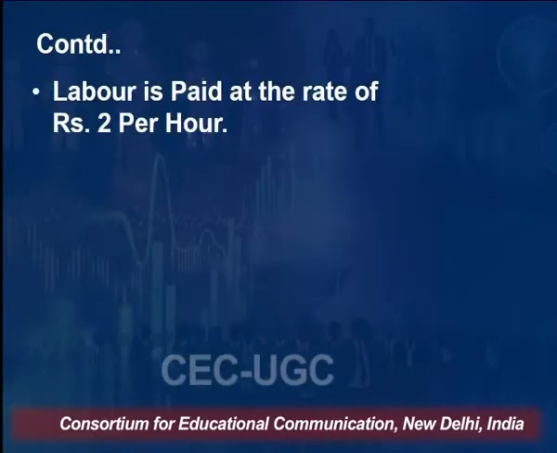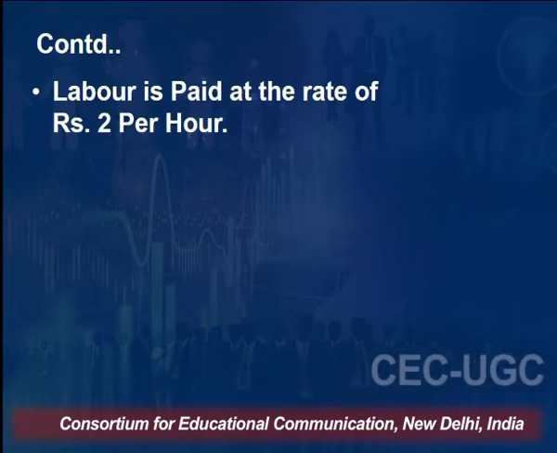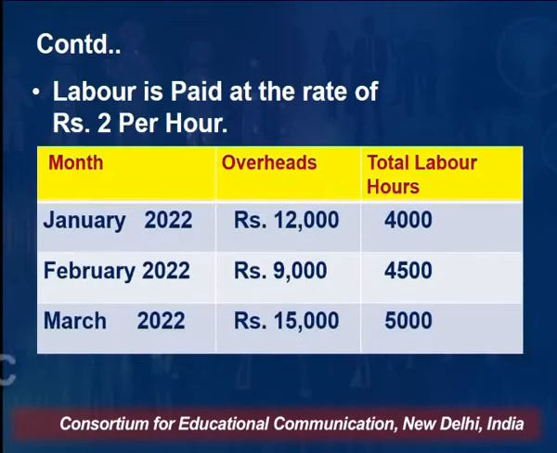Further, the question is reporting that labor is paid at the rate of rupees 2 per hour. So this is the labor cost, and month wise the total labor hours and overhead is also given. Month wise overhead is reported to be rupees 12,000, 9,000 and 15,000, and total labor hours to be 4,000, 4,500 and 5,000. Sometimes our learners think that this is my total overhead for a month, so there is no need to do the calculation. Then there is a very obvious question: what is the point of reporting in the question that overheads are being charged in terms of labor hours and labor is paid at the rate of rupees 2 per hour?